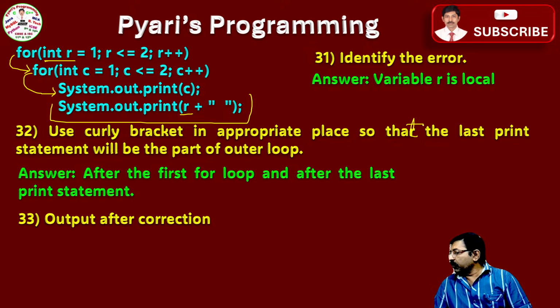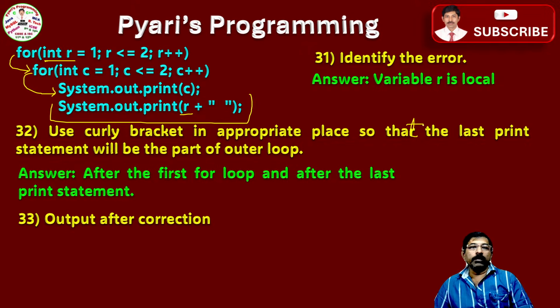After the outer for loop opening curly bracket and after the last print statement we can give the closing curly bracket. It's fine. Very good. Now after making the correction, what will be my output? One two one one two two. Cursor. Very good, Aisman Chaudhary, because print statement is available. So cursor obviously will be in the same line. Very good.